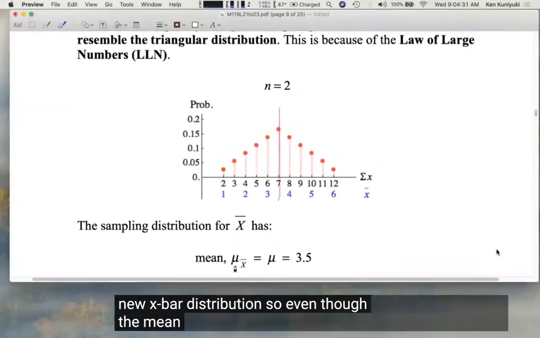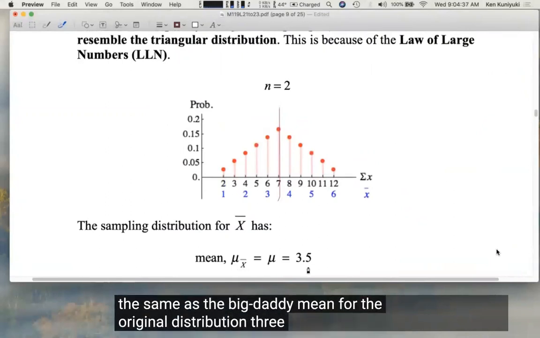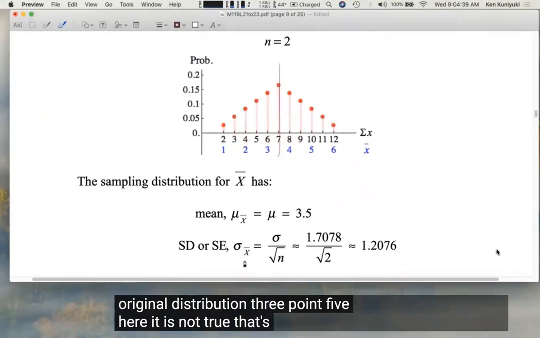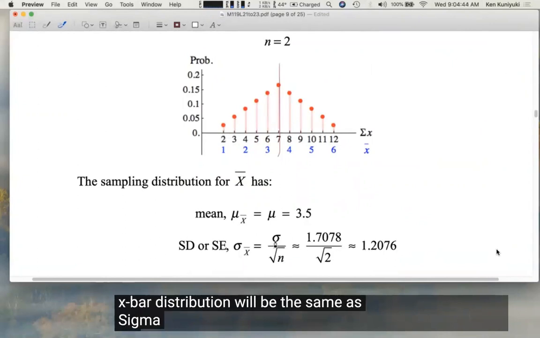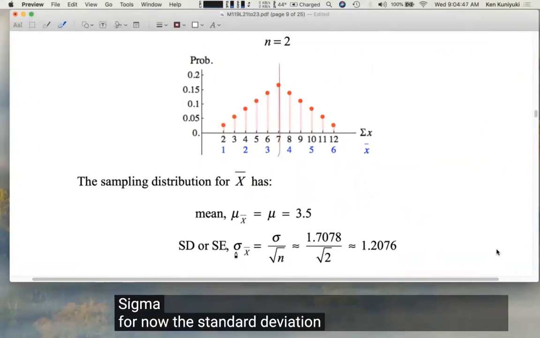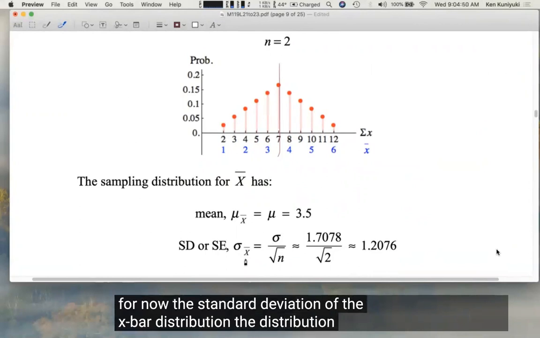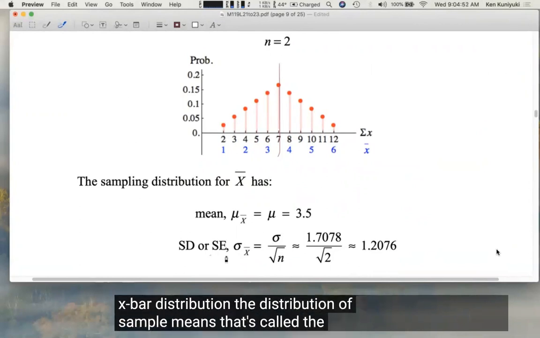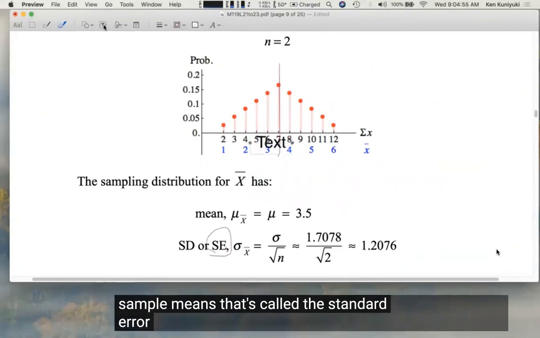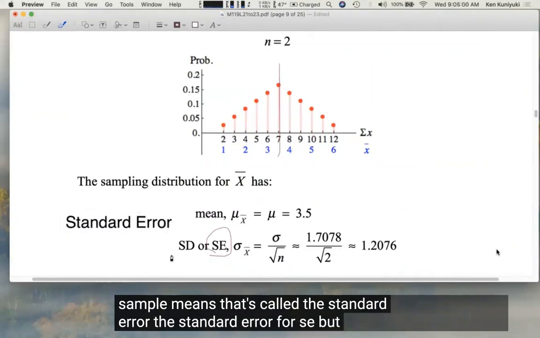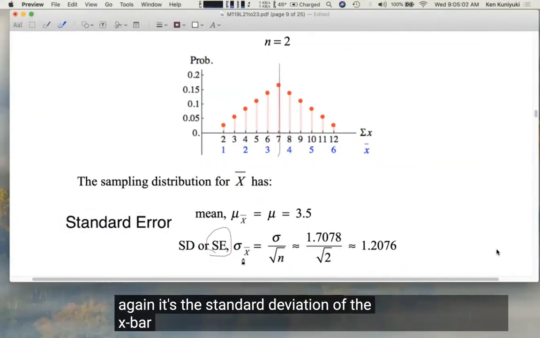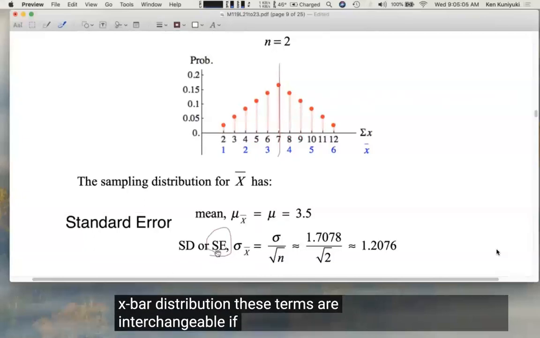So even though the mean for the X bar distribution is the same as the Big Daddy mean for the original distribution, 3.5 here, it is not true that sigma for the X bar distribution will be the same as sigma before. Now, the standard deviation of the X bar distribution, the distribution of sample means, that's called the standard error, or SE. But again, it's the standard deviation of the X bar distribution. These terms are interchangeable if you're referring to the X bar distribution.